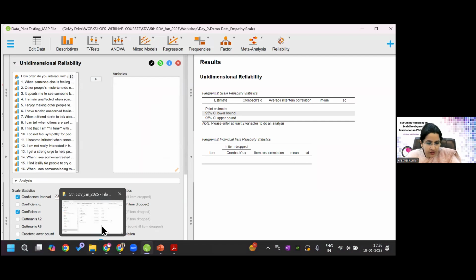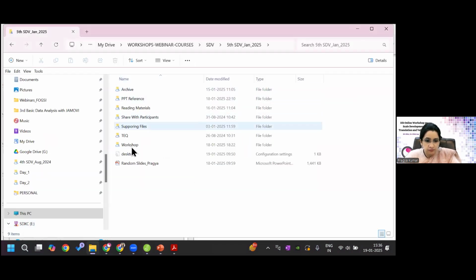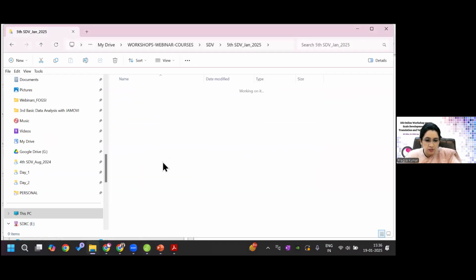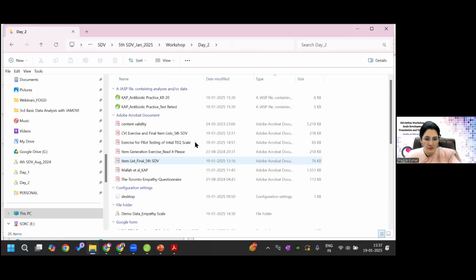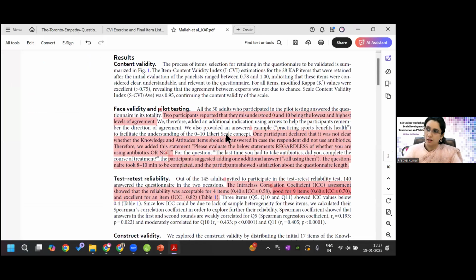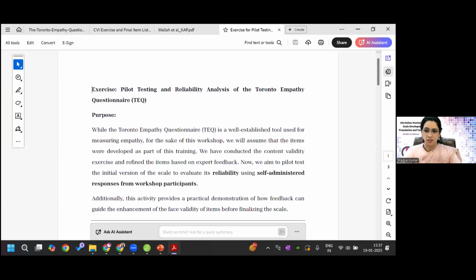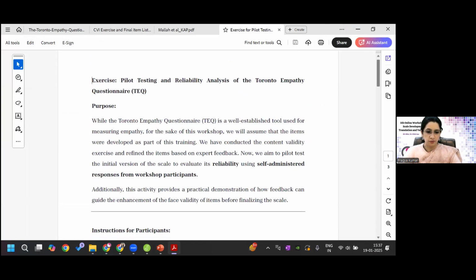So this is the PDF of the day 2 pilot exercise, the exercise for pilot testing. This is the PDF we have given. So have you shared this? Shared on WhatsApp. So we have shared this with you people.